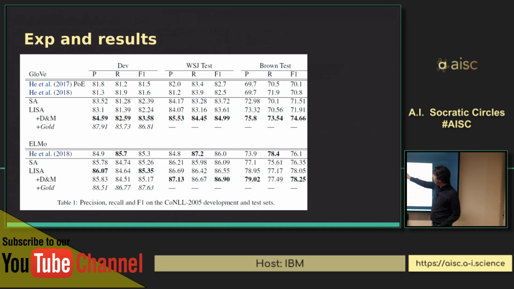This is the dev, WSJ test, and Brown test of the data set. There are different portions of the data set, all of them semantic role labeling tests. If I remember correctly, the Brown test was out of domain, and that's the difference and why you see the collapse in performance. The domain of the test set is different from what it was trained on.